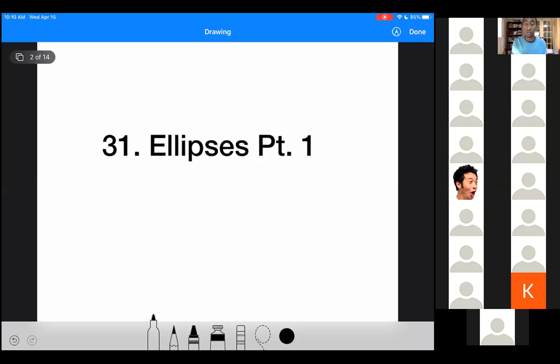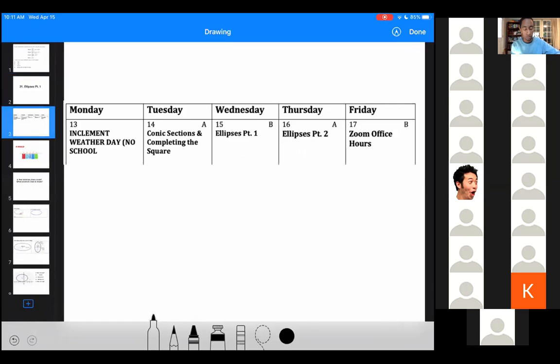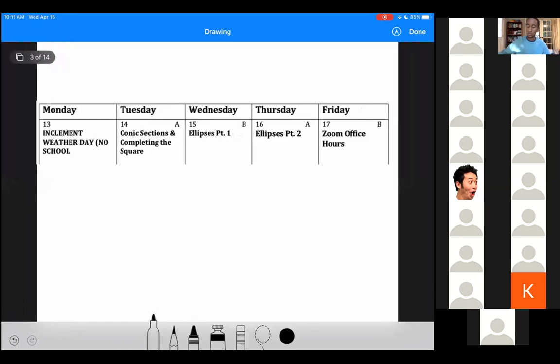So today we're talking about ellipses. This is intro lesson part 1. We have 2 lessons on this. This lesson is going to be mainly vocabulary for now, and then the general equation. Then next class tomorrow we'll do more of how to write the equation, given different features about it. So here's where we're at for this week. Today's Wednesday, ellipses part 1, and tomorrow we'll do ellipses part 2. It's just going to be 2 lessons on ellipses, and then Friday Zoom office hours if you have any questions on anything from this week.